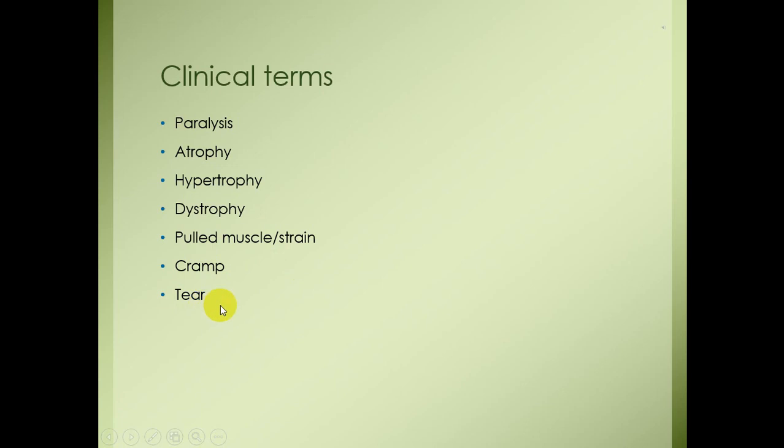During injury, muscles can be torn. For example, you have studied in the lower limb that the hamstrings can be torn from the ischial tuberosity at their origin.